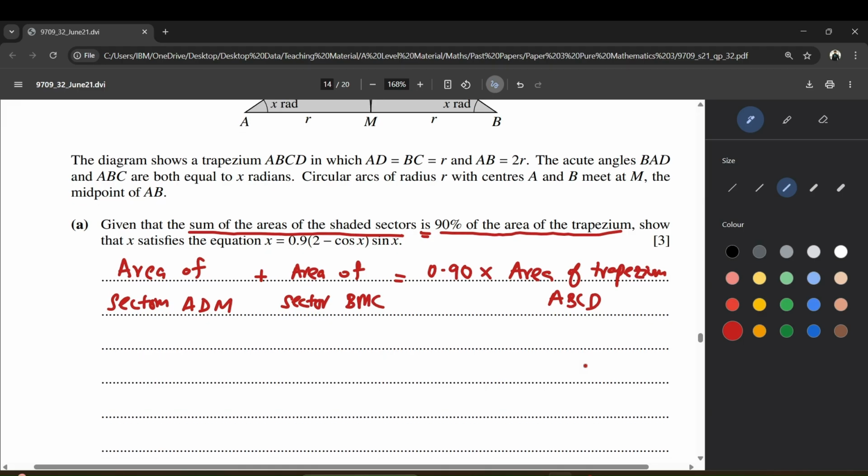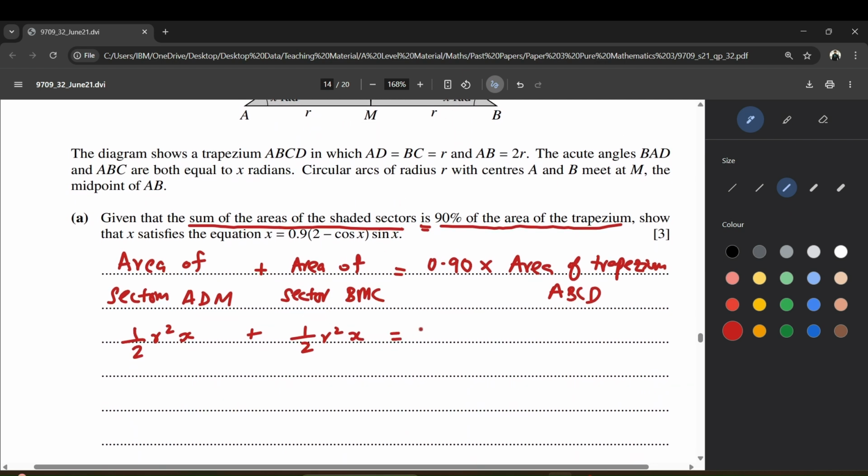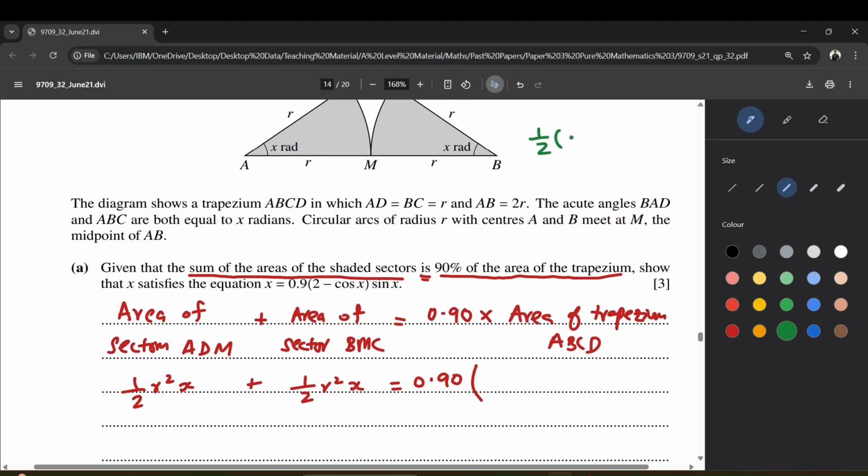So now, let's say that you are unsure of how you should start the question, so this is how you should start. Try to fill in the values or fill in the formulas, okay, so that you are able to see clearly what is the missing piece of information. So here we can say that area of sector is half r squared theta, right? So in this case, it is x plus half r squared x, because both of these angles are x, equals 0.9 times.